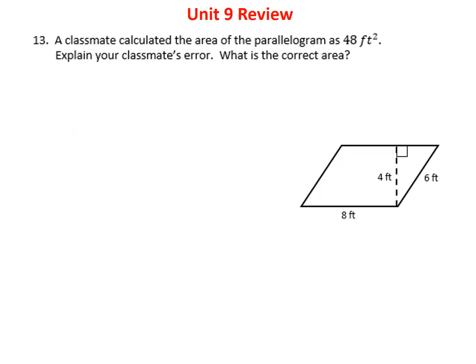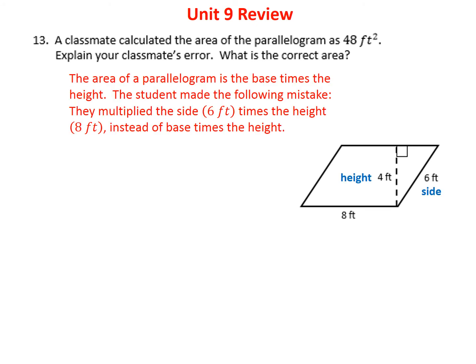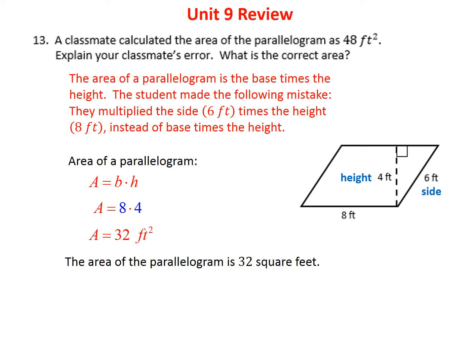In number 13, we're shown a simple parallelogram, and we're asked to find out what error our classmate made. They calculated the area to be 48 feet squared. So we look at the figure and ask, how would they have gotten 48? Well, you can see that they obviously multiplied 8 times 6. That's 48. However, that's actually the base times the side, not the base times the height. And the area of a parallelogram is not the base times the side, it's the base times the height. So the correct area is 8 times not 6, but 8 times 4, or 32 feet squared. And so the area of the parallelogram is 32 feet squared.